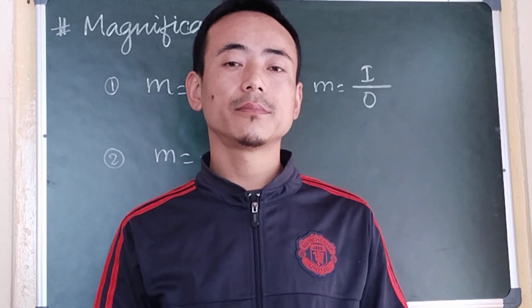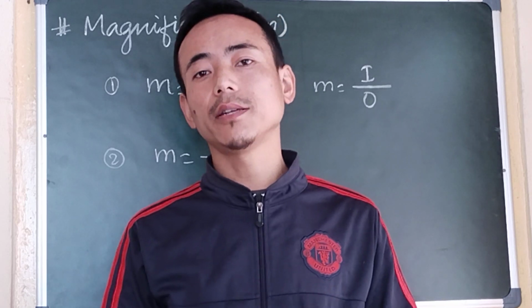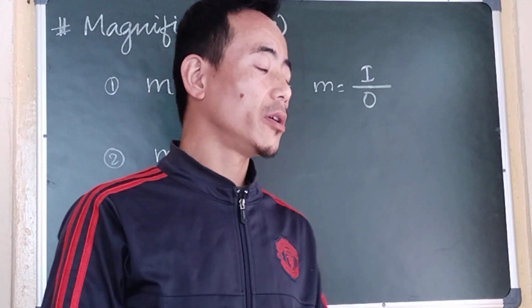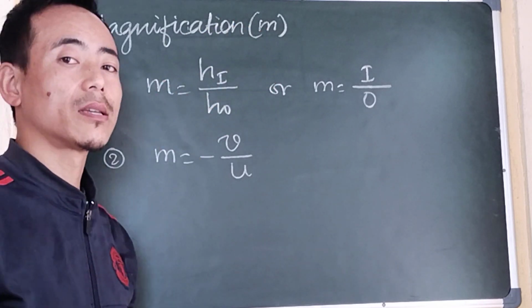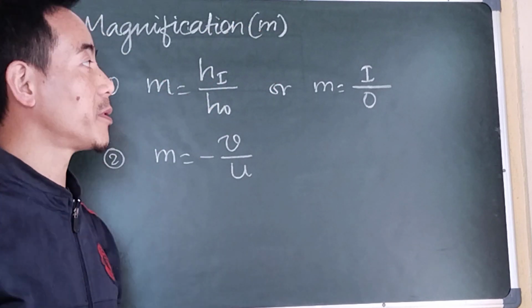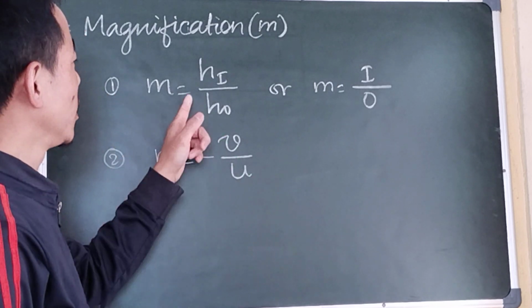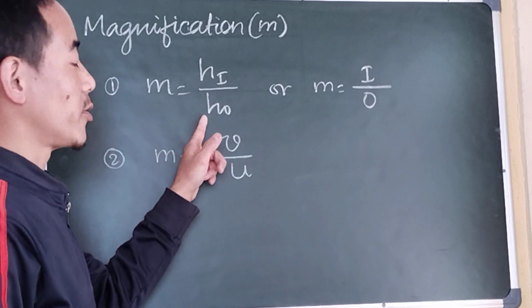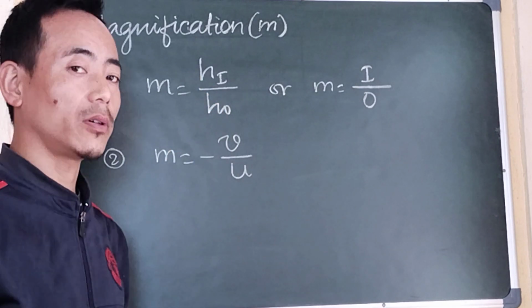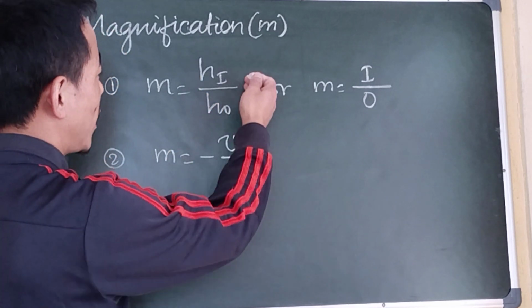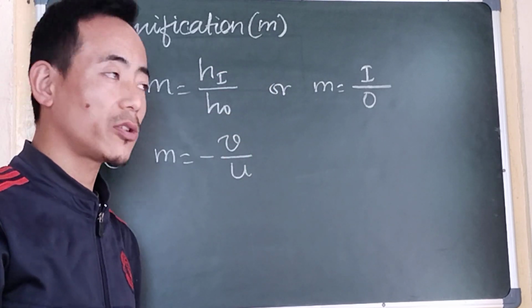So the next term that is important is magnification. So magnification can be defined in two ways. Alright, so here you can see the equations. Magnification, first of all, the symbol is small letter m. So m represents magnification, and magnification can be defined as hi upon ho, where hi is the height of the image, ho is the height of the object. So the ratio of height of the image and the height of the object, we can define it as magnification.